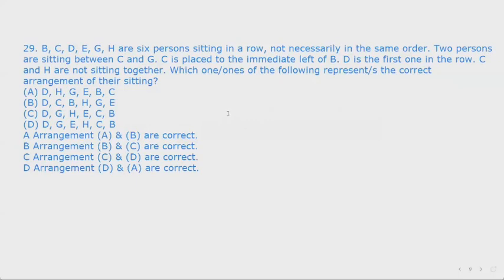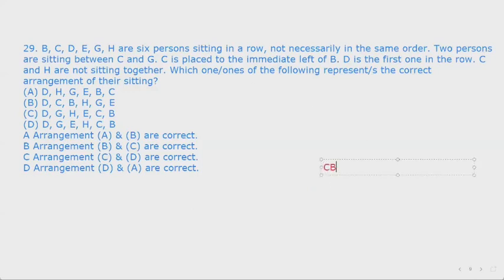So B, C, D, E, G, H are the 6 persons sitting in a row, not necessarily in the same order. 2 persons are sitting between C and G. Cool. C is placed immediately to the left of B. So immediately left. C is immediately left of B. Okay. Sorry, they are in a row.